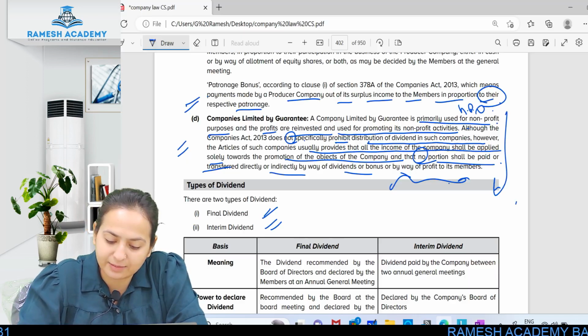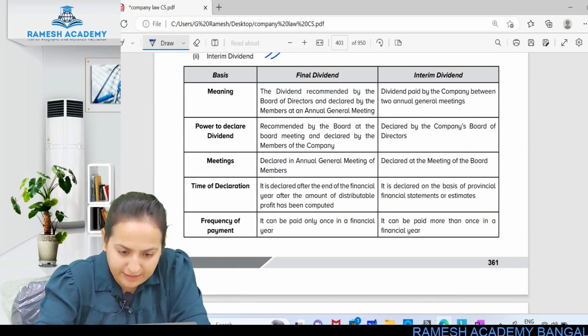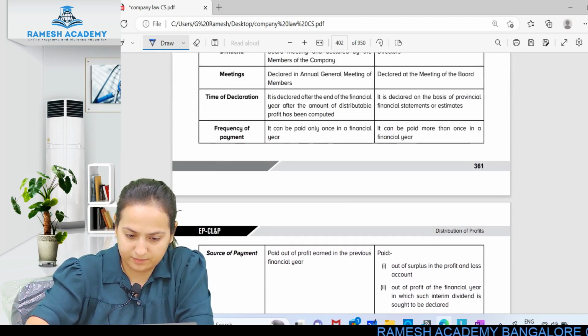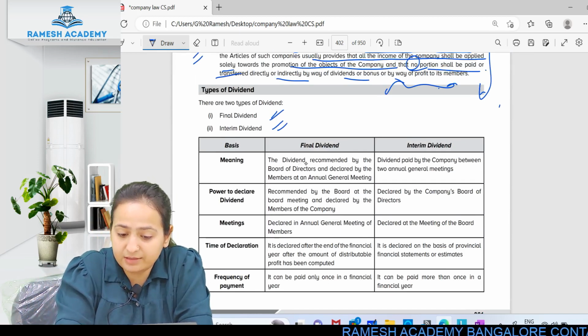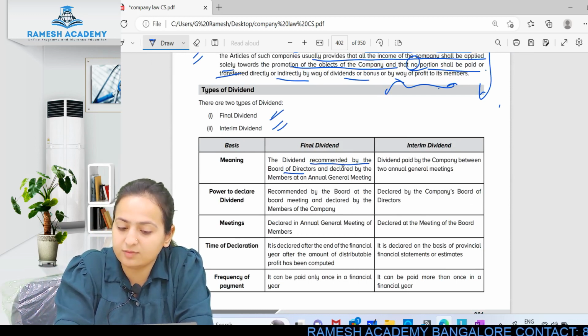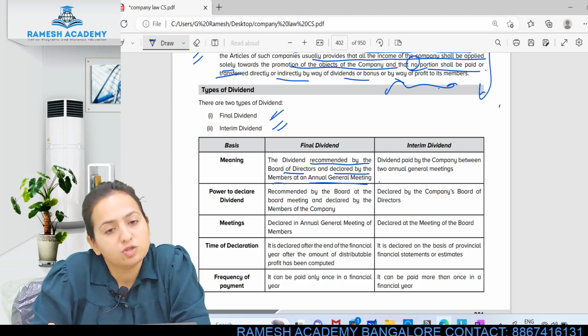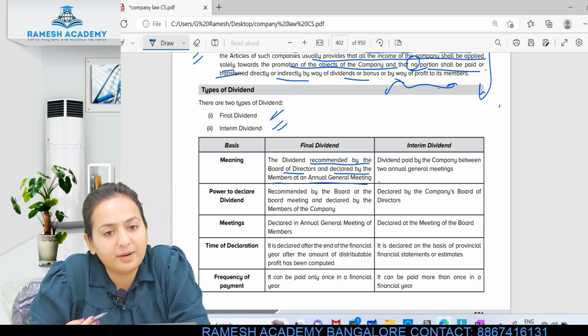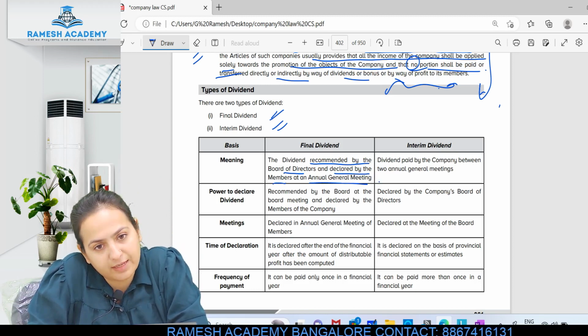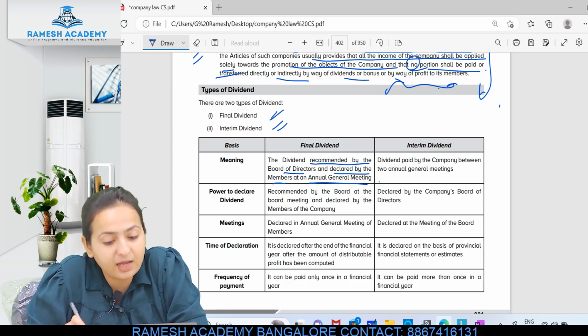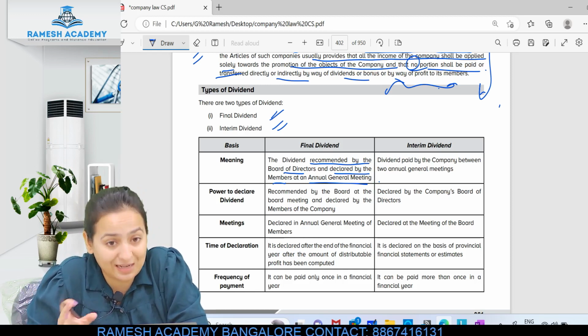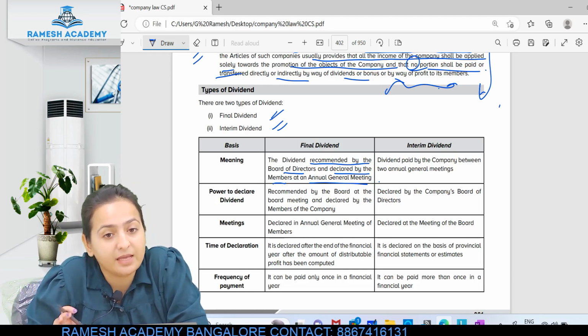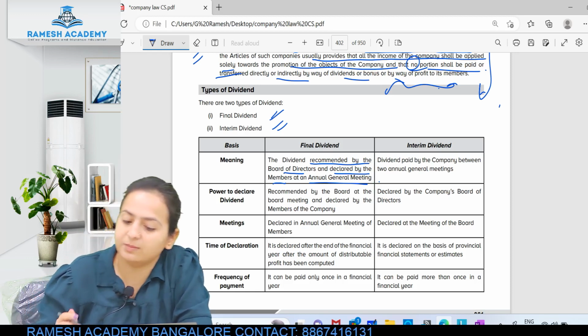Now comes the types of dividend. Final dividend is what? The dividend recommended by the board of directors and declared by the members at the general meeting. So recommendation will always be done by the board of directors, and the final approval, that is the declaration of the dividend, will be done by the shareholders in the general meeting.